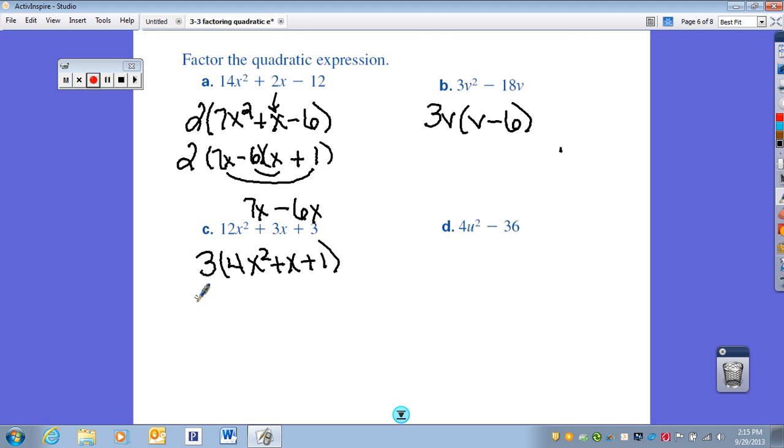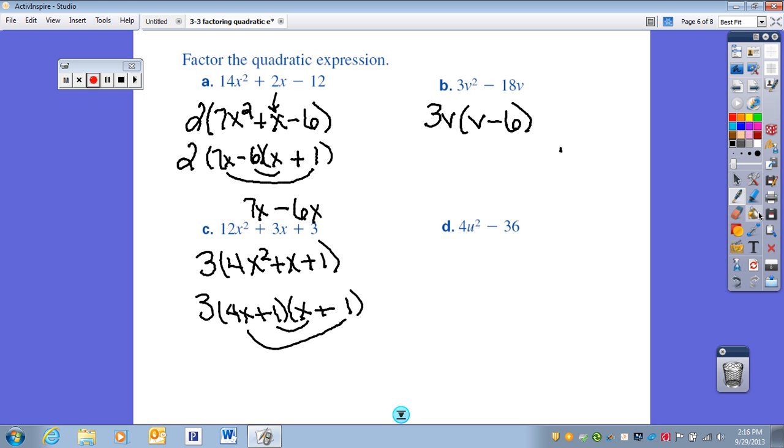Now, if I want to continue factoring, I would decide what can I multiply together to give me 4x squared. Well, I could do 4x and 1x, and 1 and 1, and all of my terms are positive. So when I check with my 4x times 1 and my 1x times 1, that's going to give me 5x, and I want my middle term to be a positive 1x.